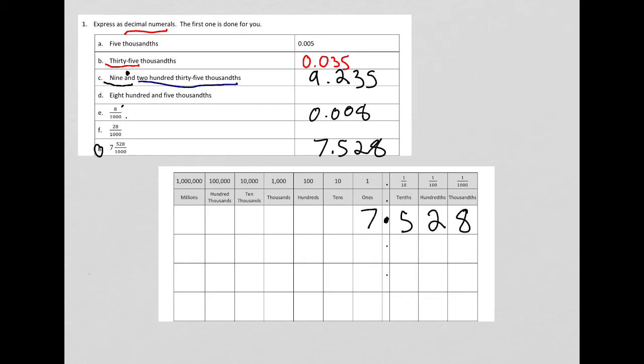So that's how you go from different types of expressions, word and fraction, to a decimal. Now we can go the other way. We can go back into words from decimals. So if we look at A, 0.008, I like to fill it out in my place value chart.